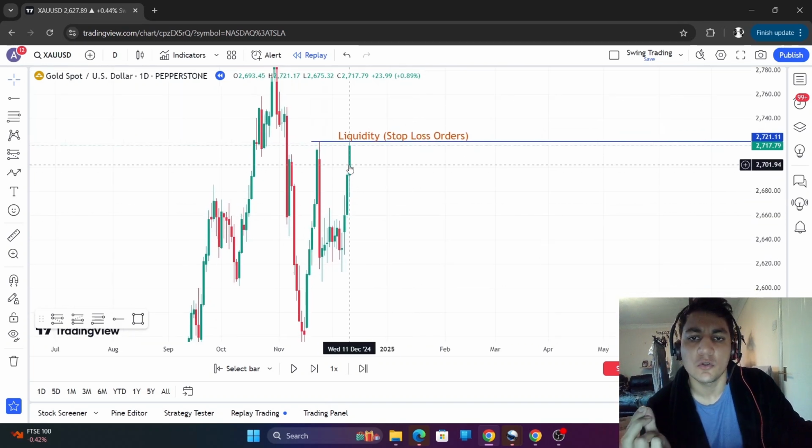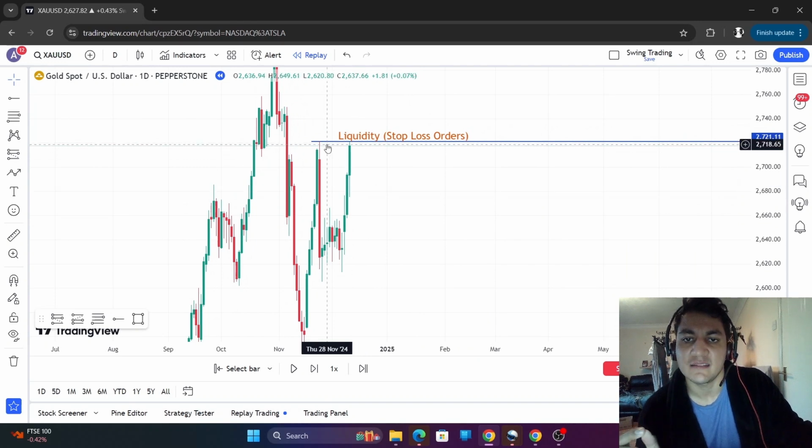It means that we're only going to look for longs in gold. We're going to look for longs, and we're going to target this key high here, because we know there's lots and lots of liquidity.